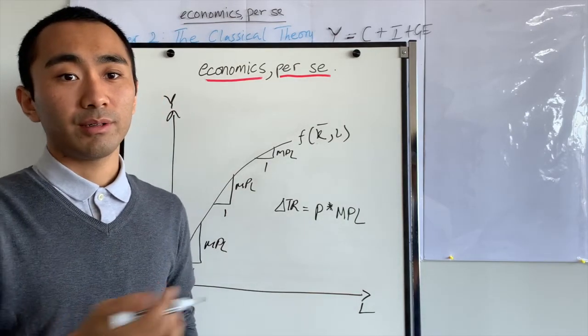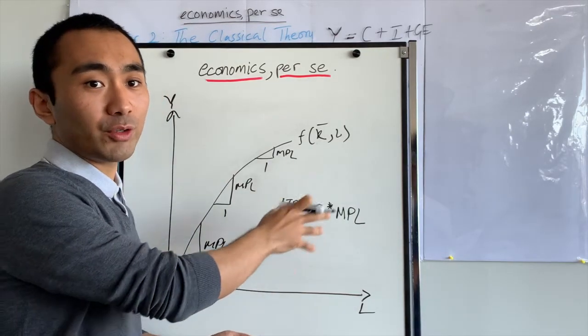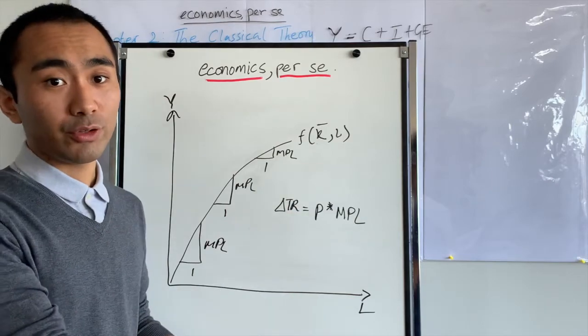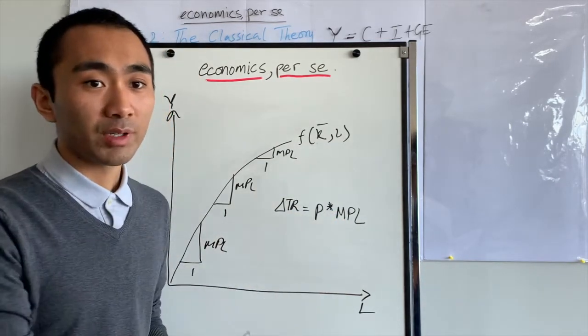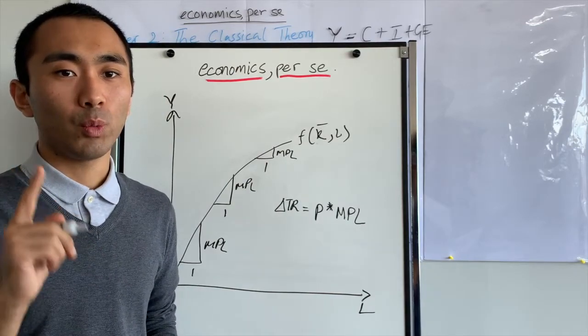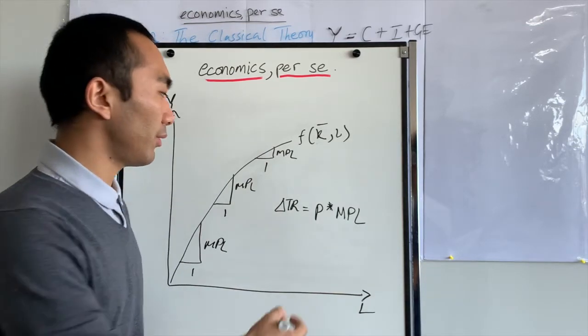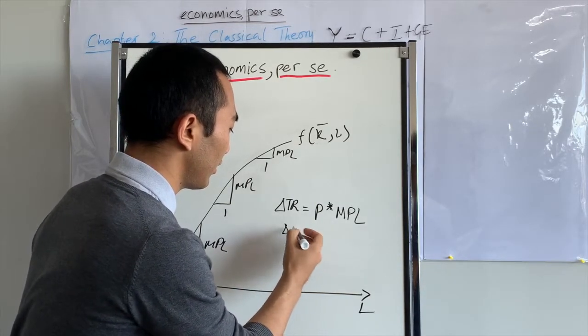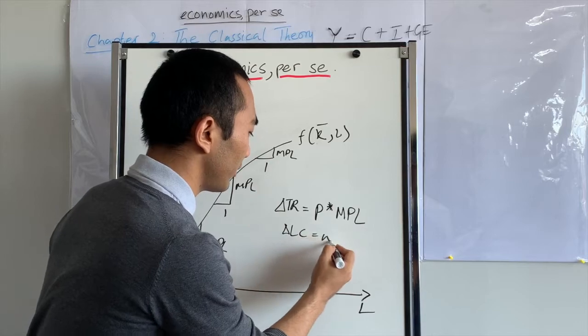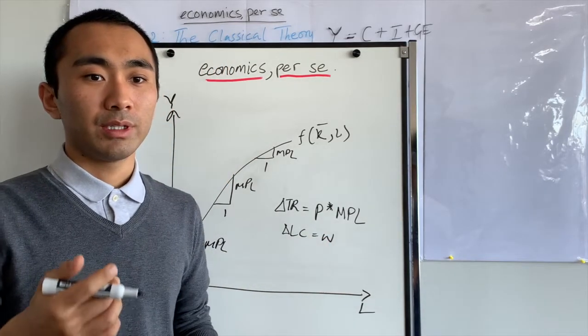And well, this happens because the extra unit of labor produced MPL units of output, and each output sells at price P. The extra cost of hiring one more unit of labor is W. So let's say the change in labor cost is W.